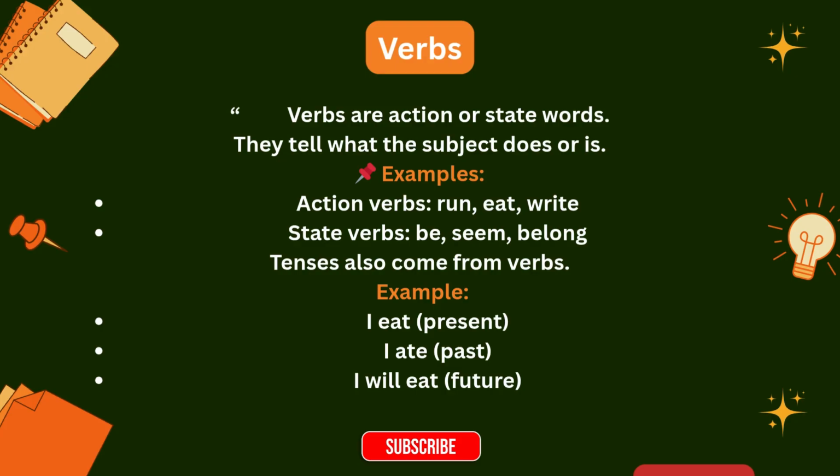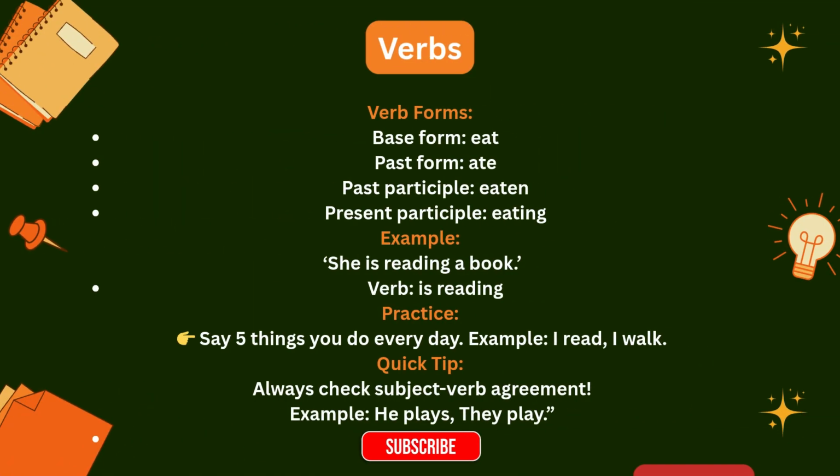I will eat, future. Verb forms. Base form, eat. Past form, ate. Past participle, eaten. Present participle, eating. Example: she is reading a book. Verb, is reading. Practice. Say 5 things you do every day. Example: I read, I walk.